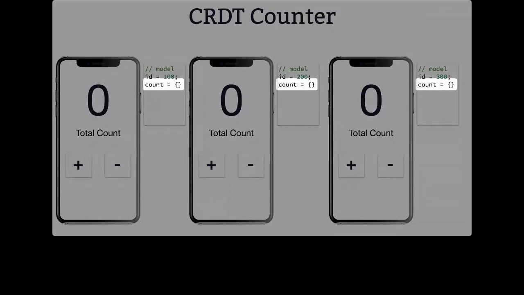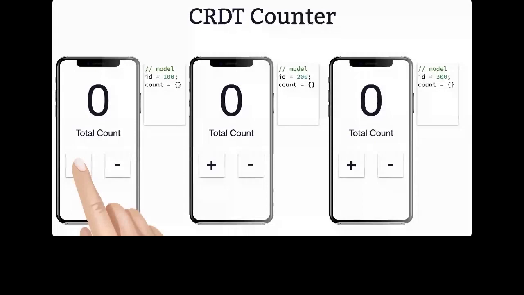and a map. Then when the count is incremented, a key value pair is added to our map, where the key is the unique replica ID and the value is the incremented count for this replica. Now, to get the actual count value, we just need to sum the values in the count map, which at this point is just one. Then to replicate the update, we just send the entire map to the other nodes and merge the map in a special way. And at this point, we've achieved consistency across the nodes. In other words, every node, or smartphone in this case, has the same count value.